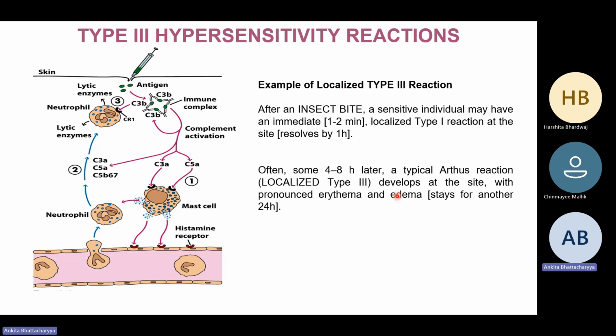However, in some cases, some 4 to 8 hours later, a typical Arthus reaction, which is a localized type 3 reaction, can develop at the site, causing quite extensive and pronounced erythema and edema. So again, if you don't remember the terms, it is basically redness, swelling, and heat generation that occurs at the site of inflammation. And this again can persist for another 24 hours or so.